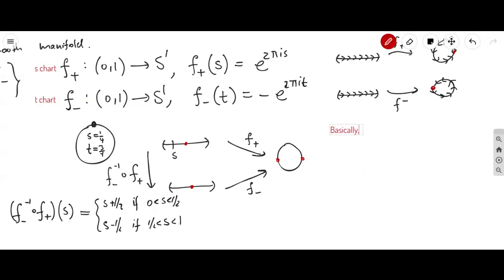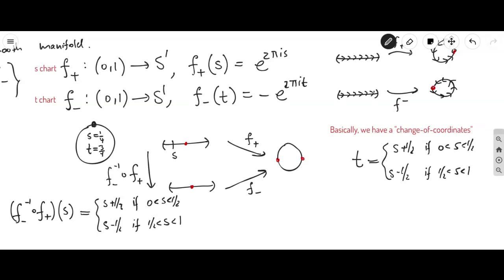So basically what we're saying here is this. So basically we have a change of coordinates. What's the change of coordinates? So the change of coordinates is that the T coordinate is equal to S plus a half if S is between 0 and a half, and it's S minus a half if S is between a half and 1. So this is basically change of coordinates.